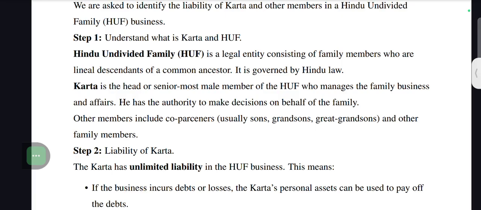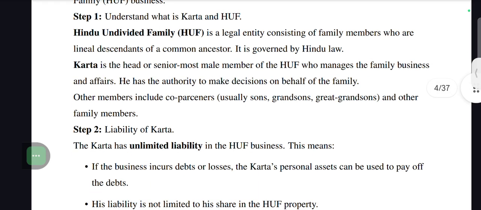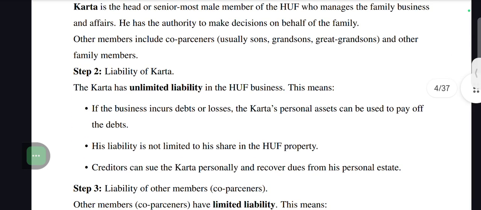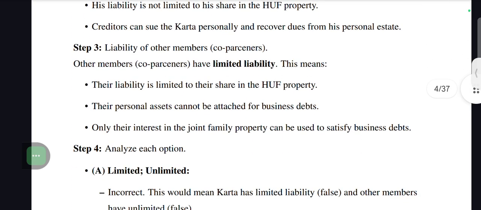Next, the liability of karta. The karta has unlimited liability in a Hindu undivided family. This means if the business incurs debts or losses, the karta's personal assets can be used to pay off the debts also. His liability is not limited to his share in the Hindu undivided family.